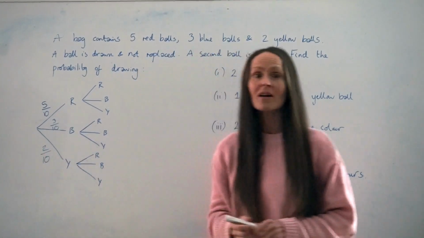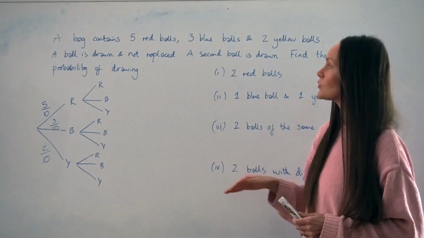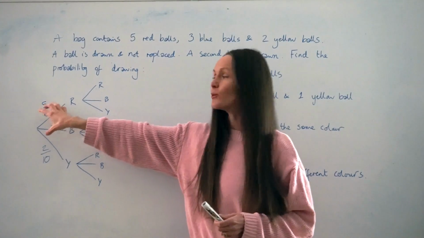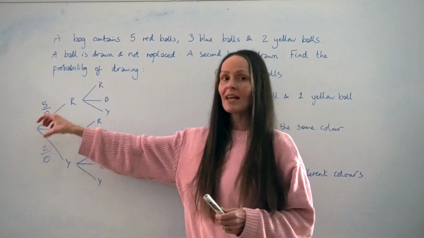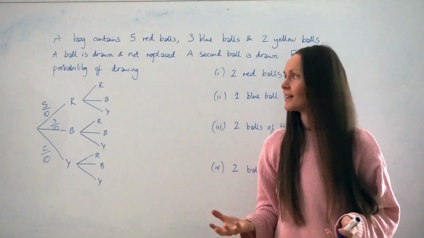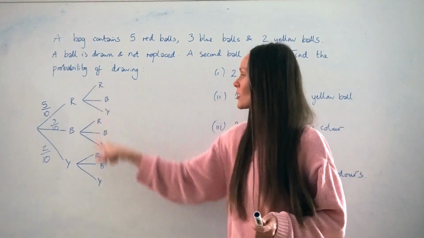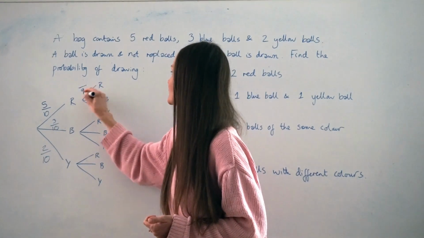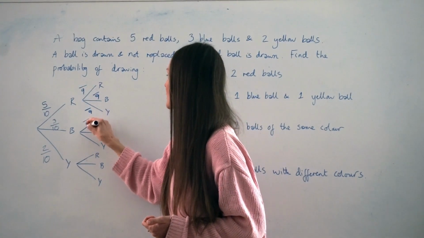The next part is where we have to be careful, because in this question it says a ball is drawn and not replaced. So when you take the first ball out here, you don't put it back in. Imagine you've just taken out one of the balls. There aren't 10 balls anymore, now there are 9. So each of the denominators for the probabilities on these branches is going to be 9, instead of 10. It's the same all the way through there.